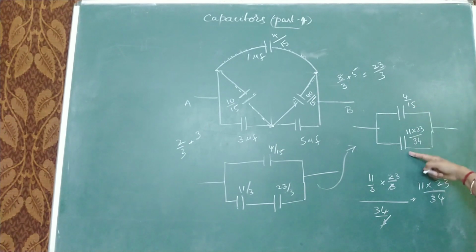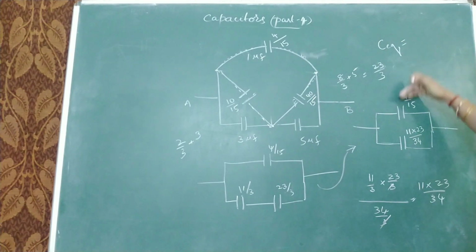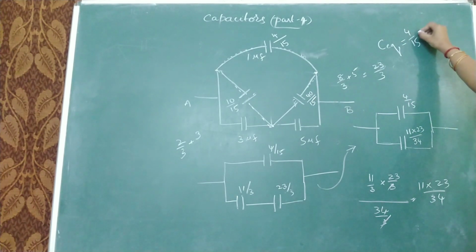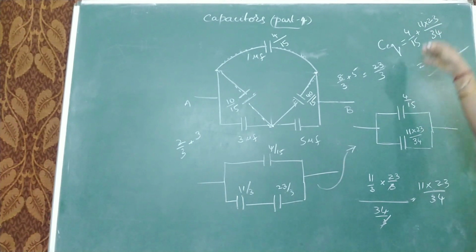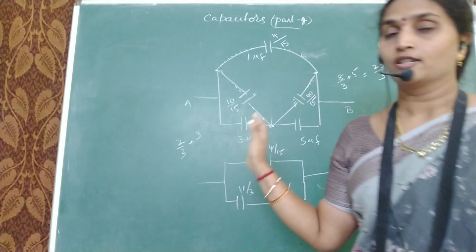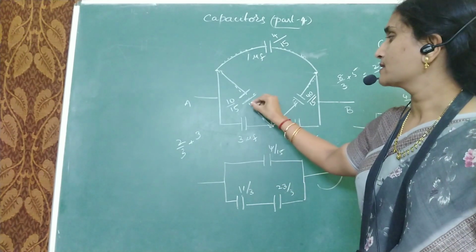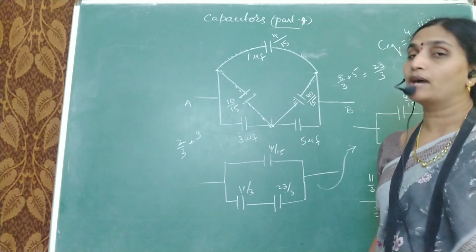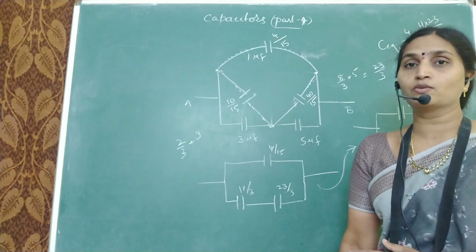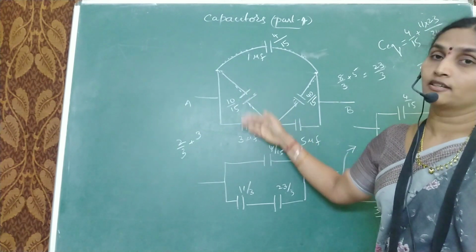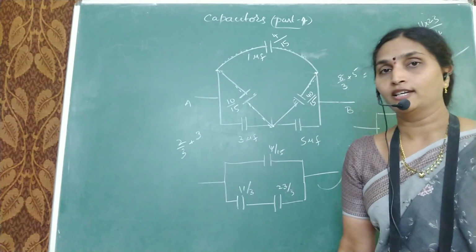Now how are these two capacitors connected? In parallel combination. So your final answer, C equivalent, would be the sum of these two: 4 by 15 plus 11 into 23 divided by 34. This part is only a mathematical simplification, so you can find out the answer. My point is, whenever you have a T shape and it's an unbalanced Wheatstone bridge, you can use star delta conversion, and after reducing, it becomes a simple circuit of series and parallel combinations. You can simplify and get the answer.